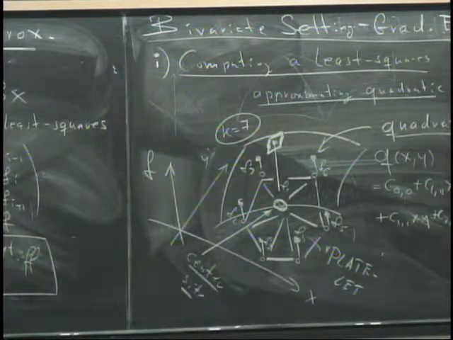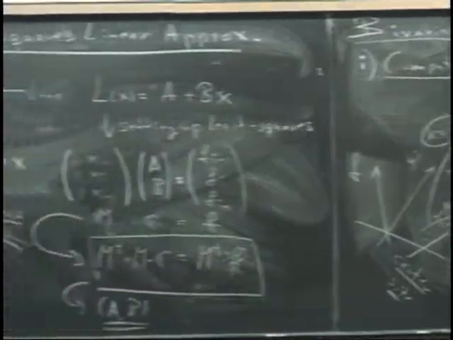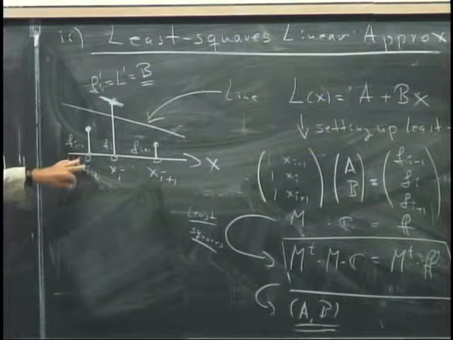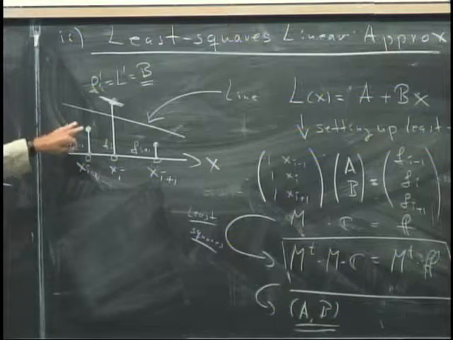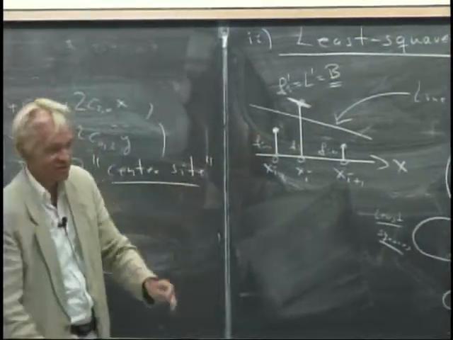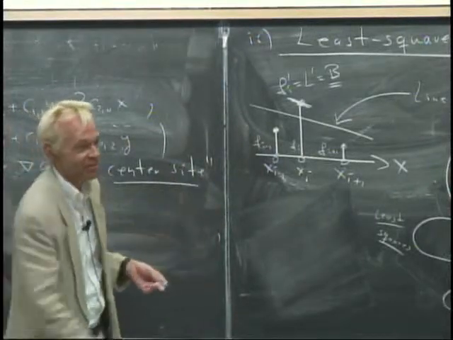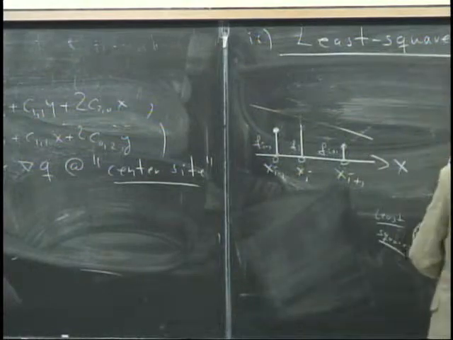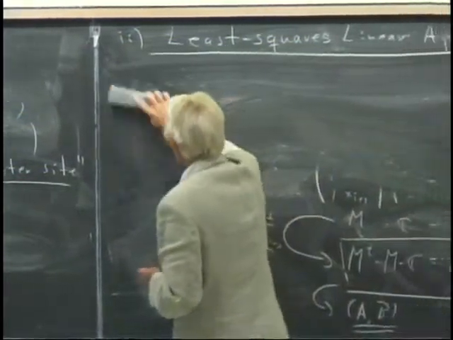Okay. So now I can also do this very quickly for the bivariate setting. It's not much more difficult than the line. Now we just find the best possible plane that approximates a bunch of sticks coming out of the floor, right? So the least squares linear approximation, that goes very quickly.